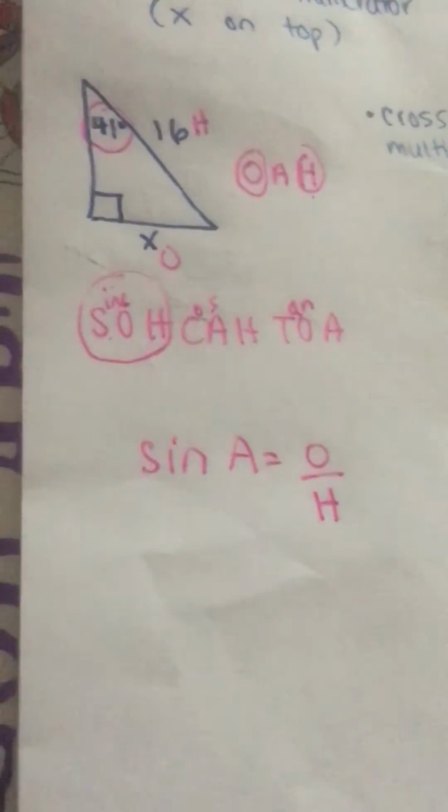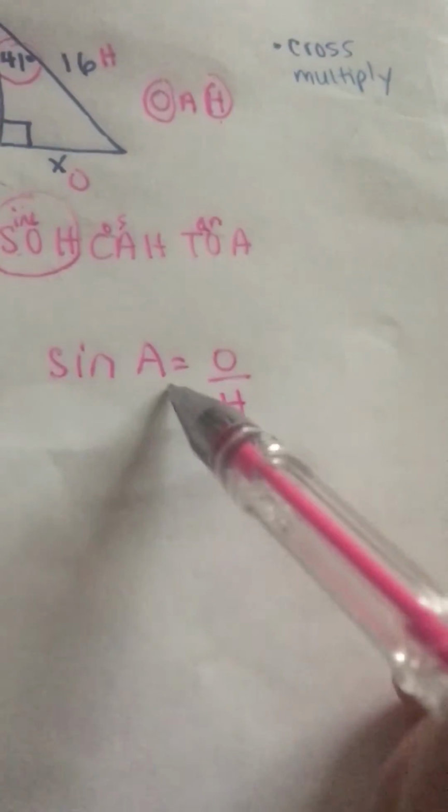So the first thing we're going to do is look at our picture. We decided that we were going to use O and H. The only one that uses O and H is SO. So SO uses sine. Okay. So because we're using sine, we are going to write this proportion. Sine of an angle equals opposite over hypotenuse. Now there's an imaginary 1 underneath here, and we don't really need to write it.